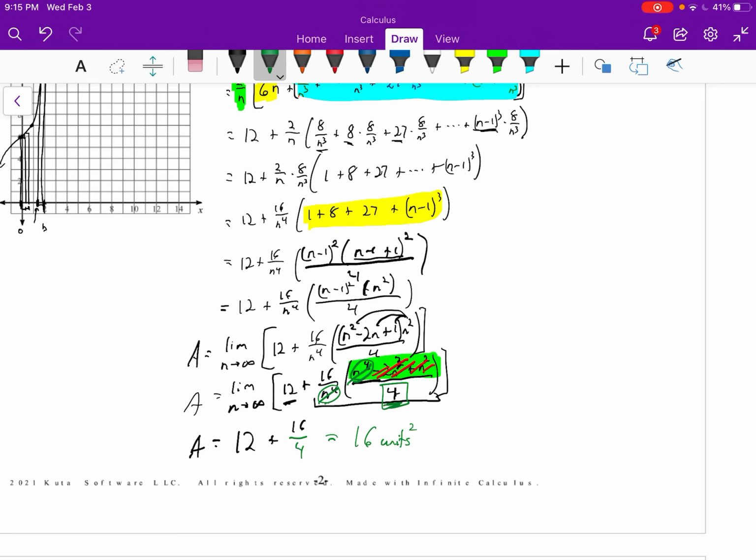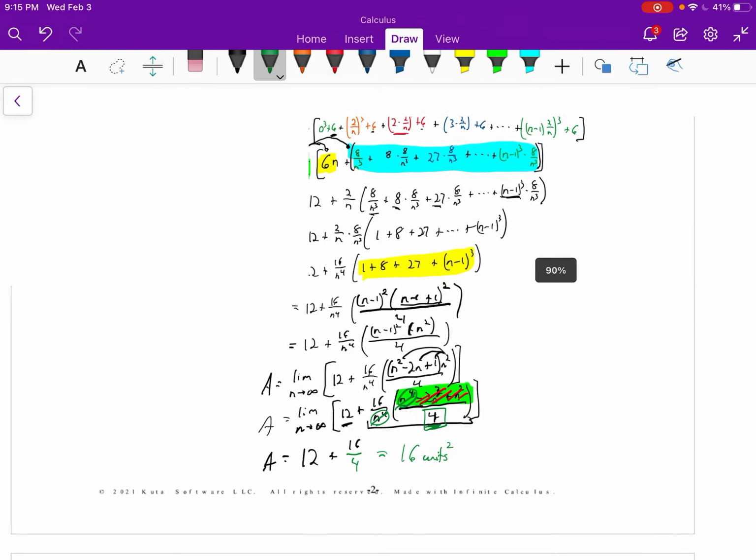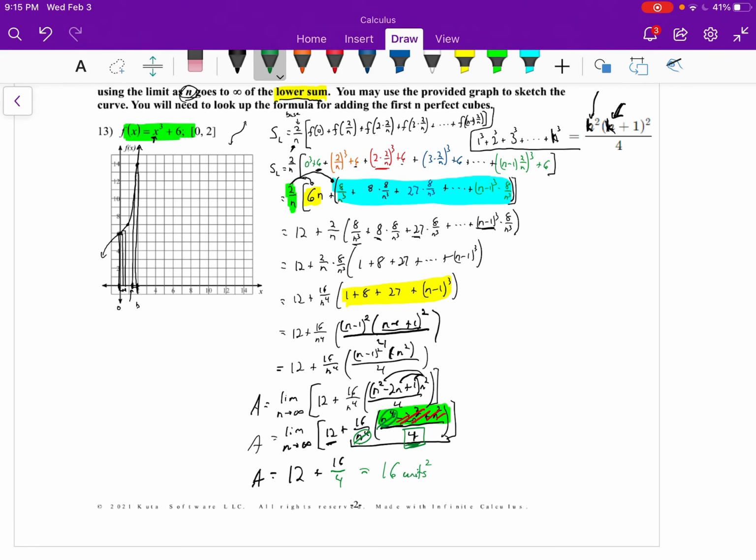And there you have it. We use lower rectangles, and we let the number of rectangles approach infinity, and we got that the area from 0 to 2 under the function f of x equals x cubed plus 6 is 16 units squared.